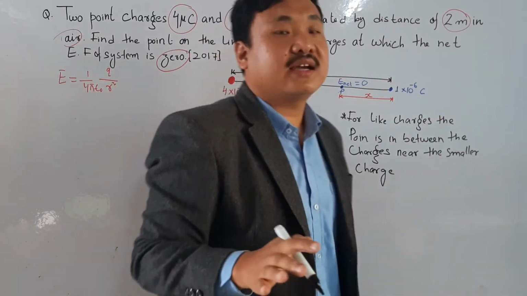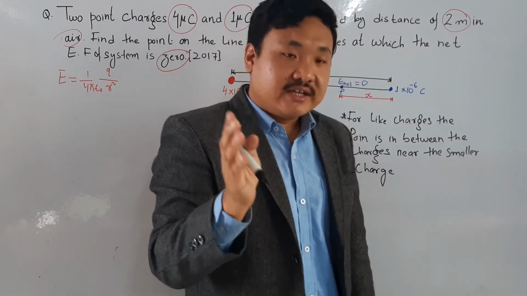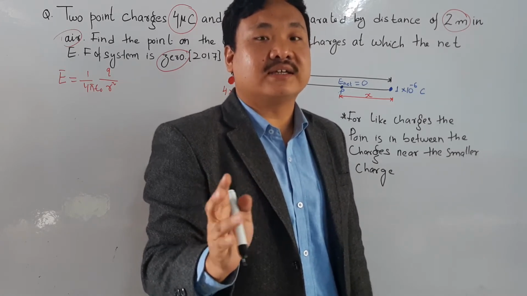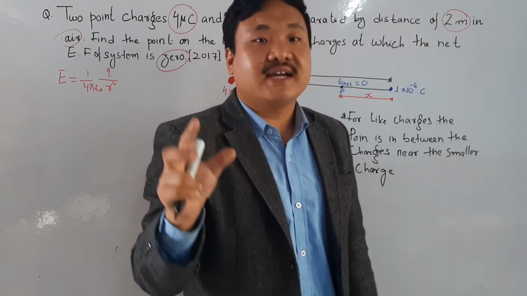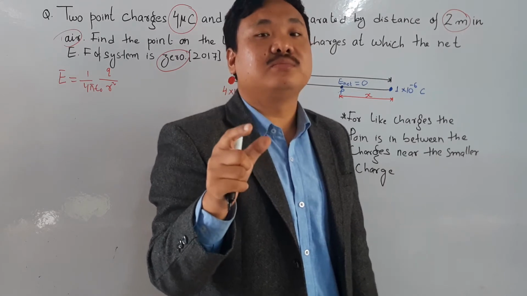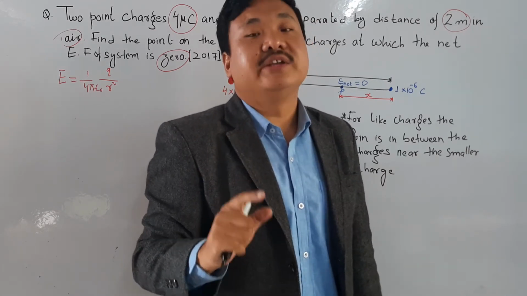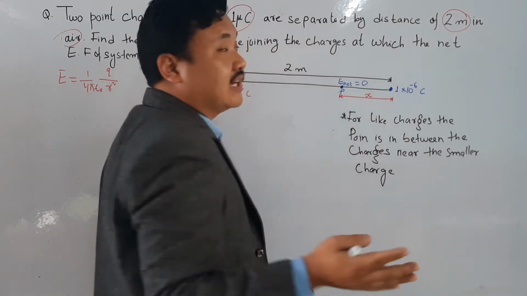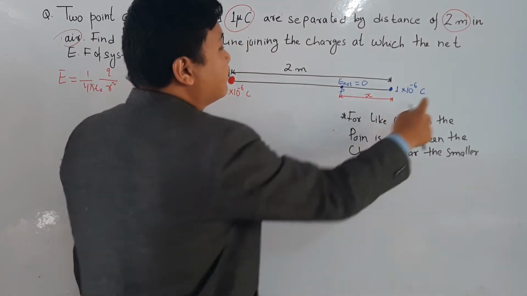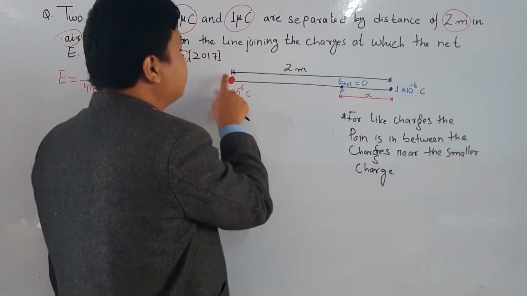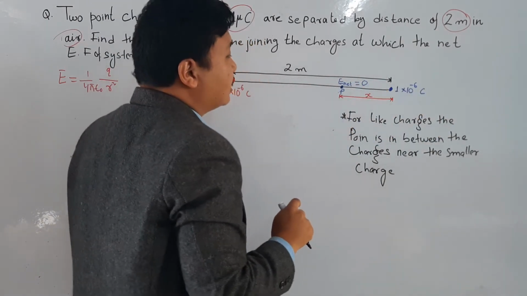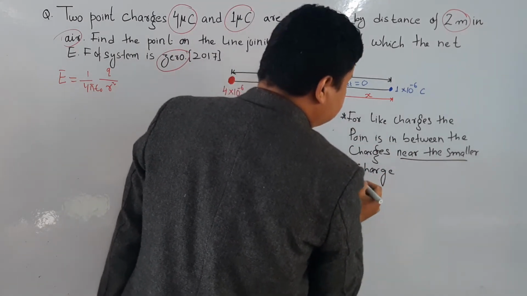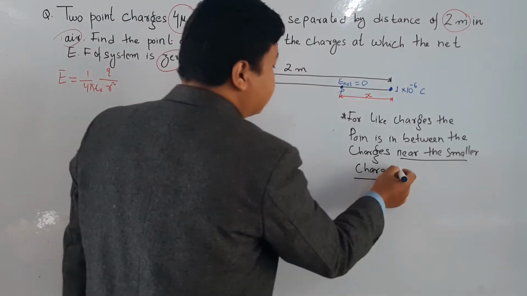So from the previous lecture we have got a trick that if the two charges are like charges, either positive or negative, then that point should be in between the two charges, near the smaller one. So this is positive and this is also positive, that is like charges. So point should not be here and should not be here. It should be between this charge and this charge, near the smaller charge.